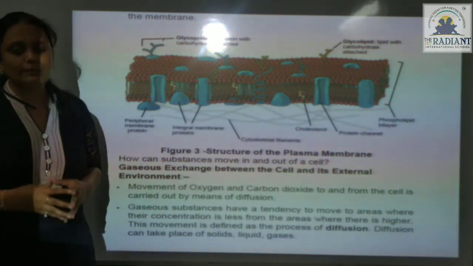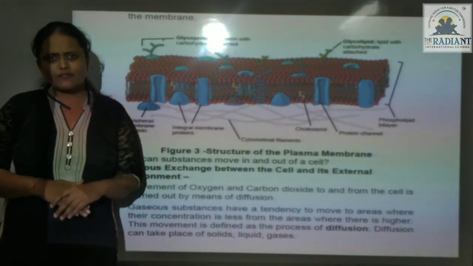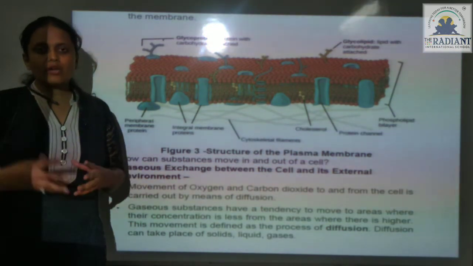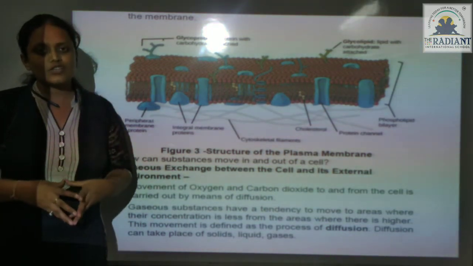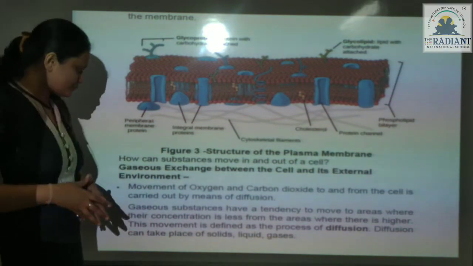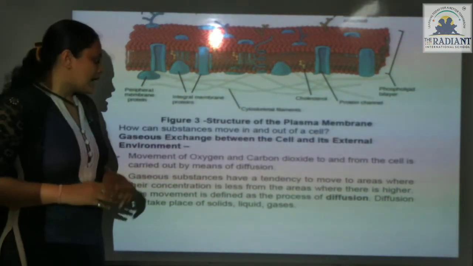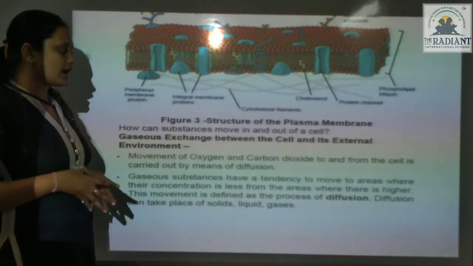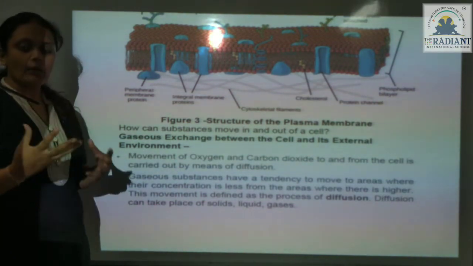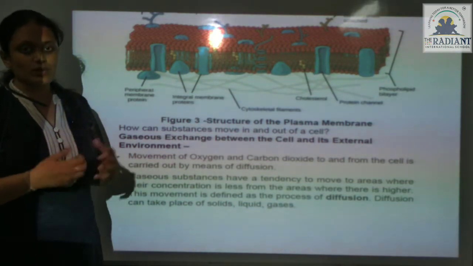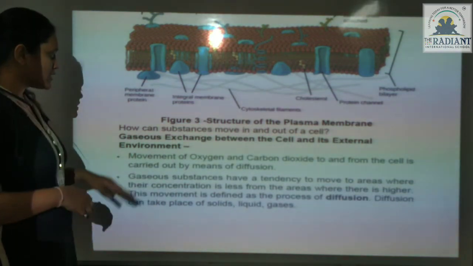And we have two types of movement over here. Number one is diffusion and number two is osmosis. Now let's have a look at what diffusion is and what osmosis is. So here you can see how a substance can move in and out of a cell. So here comes the question. Now what will be the answer for it?